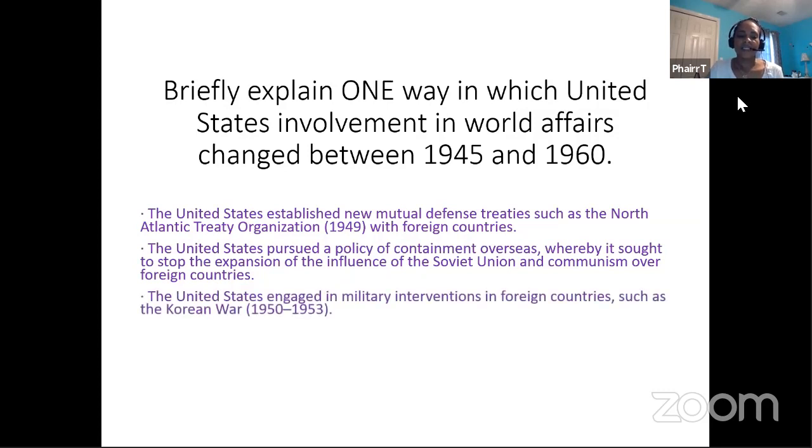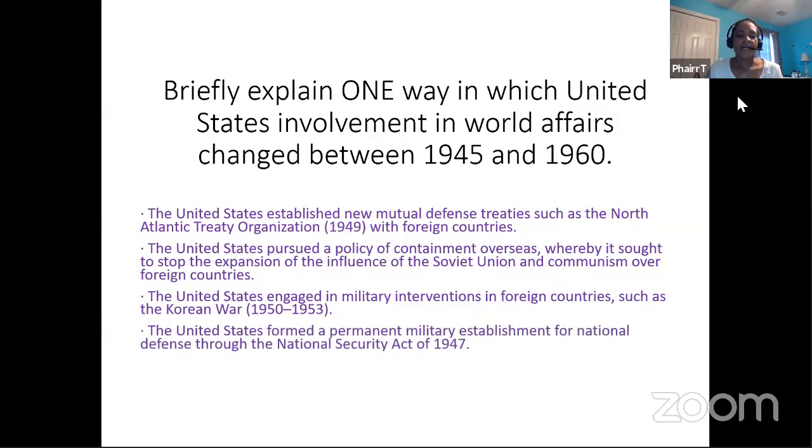You could also mention the fact that the United States engaged in military interventions in foreign countries, such as the Korean War from 1950 to 1953. Again, vitally important. When we talk about the Cold War, you're going to notice something. There was no actual fighting between the United States and the Soviet Union, the two major world powers fighting the Cold War themselves. But you will see U.S. intervention in other wars as they try to stop the spread of communism. The Korean War is one of those examples. So you will see what I like to call various hot spots within the Cold War, and the Korean War would be one of them.